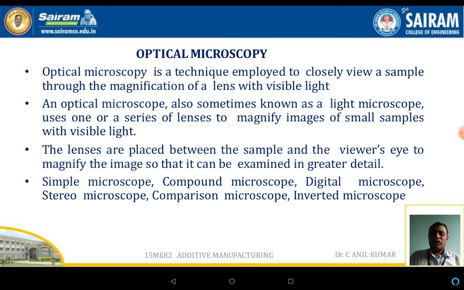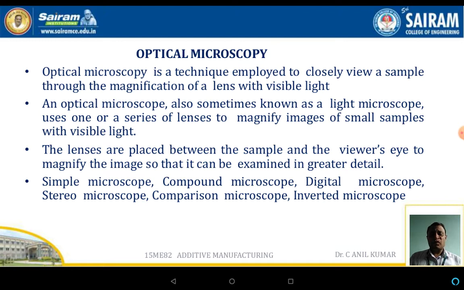An optical microscope is also sometimes known as a light microscope. It uses one or a series of lenses to magnify the images of a small sample with visible light. The lenses are placed between the sample and the viewer's eyes to magnify the image so that it can be examined in greater detail.